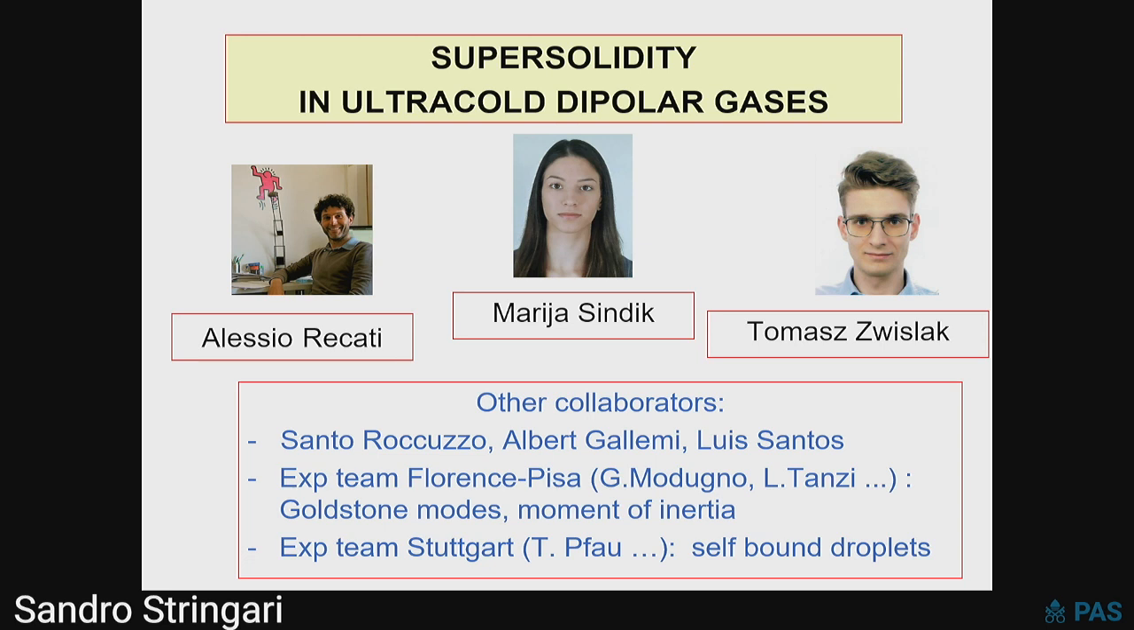In the following, I will present some results on supersolidity in ultracold dipolar gases, where the experimental activity has been particularly rich in the last 5 years, both from an experimental and a theoretical point of view. And these are some collaborators with whom I shared my scientific activity more recently, and also less recently in previous scientific collaborations, also with experimental teams in Florence and Pisa, and in Stuttgart, in particular concerning self-bound droplets.